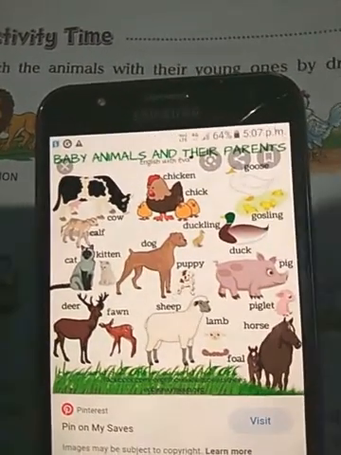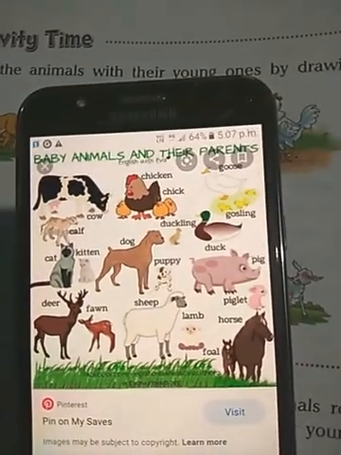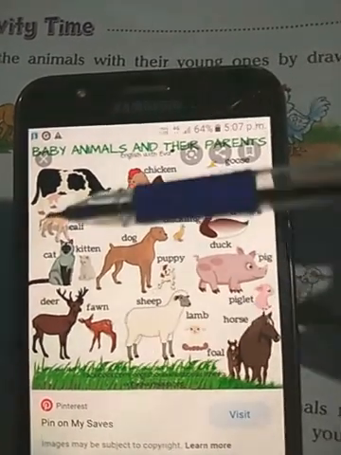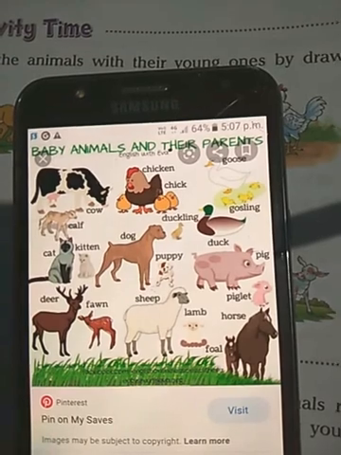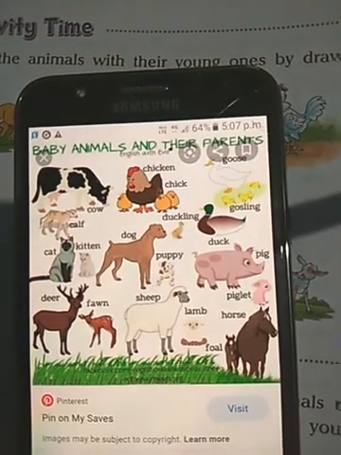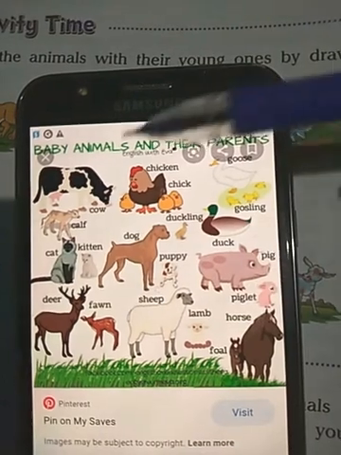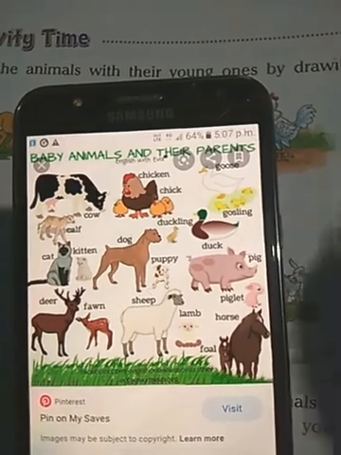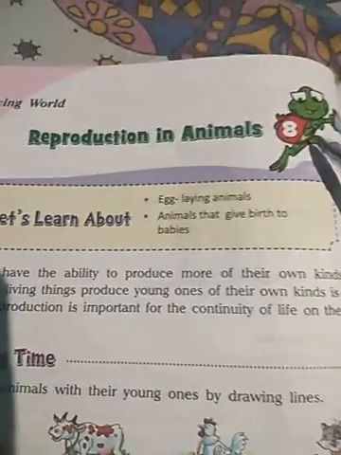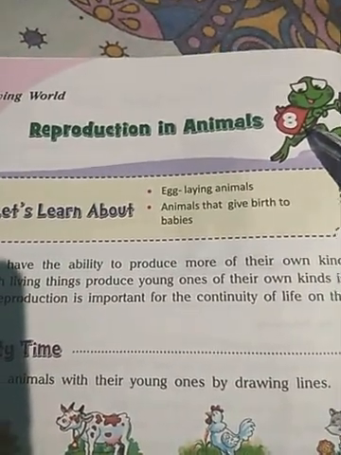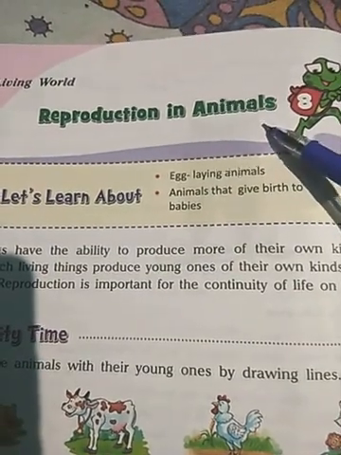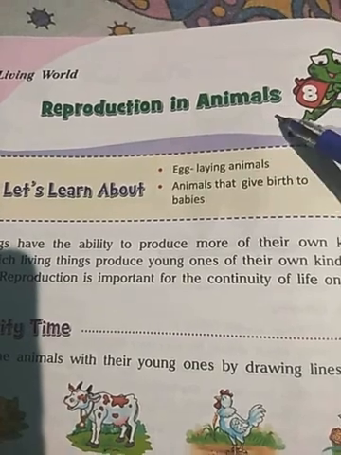So children, you can see the babies of animals here. But have you ever thought, how do these babies come? Let me tell you. These babies come by the process of reproduction. Yes, children. So in today's topic of discussion, today's chapter is chapter number 8, Reproduction in Animals of your science book. This is the video for the students of class 4.